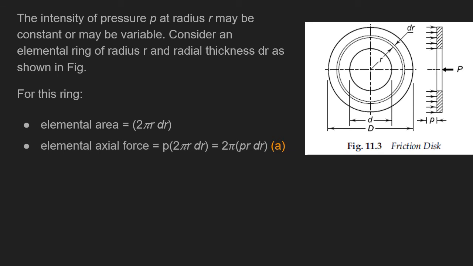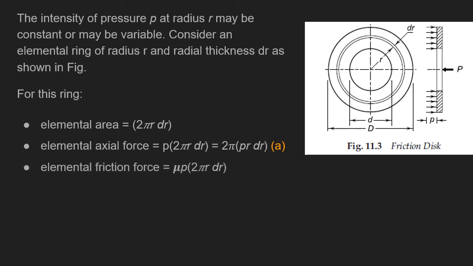Okay? And then what will be the force? If small letter p is the intensity of pressure that acts on the small ring, then force we know is pressure into surface area. Okay? Therefore, it will be pressure p into surface area 2 pi r dr. Now, rewriting this, if you take the 2 pi outside, you have 2 pi into p r dr. I will name it as equation A.